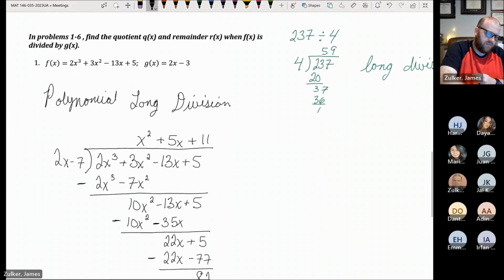Wait. Now we're going to go with this, even though I wrote the divisor wrong. I don't know why I was thinking 7 instead of 3. Oh well, I'll fix that right now, once it catches up, but I did change that from 2x minus 3 to 2x minus 7.